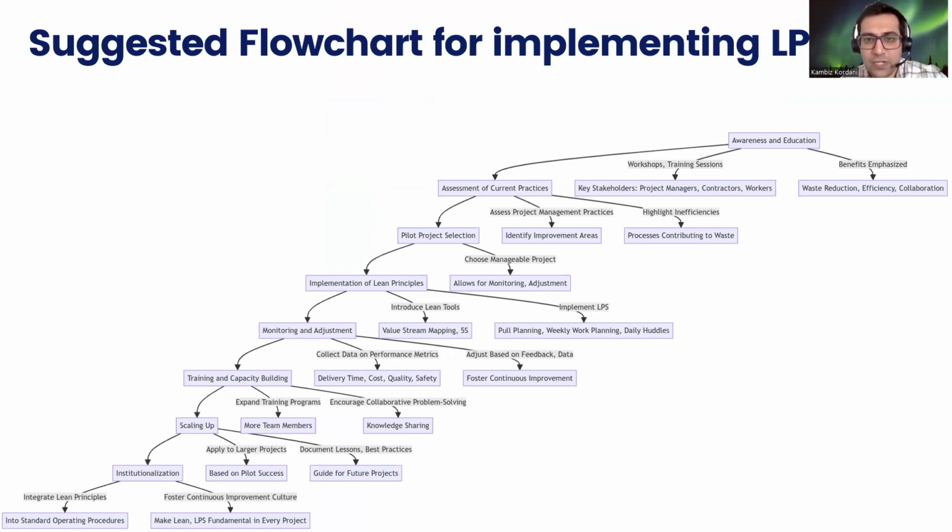We should first do awareness and education, emphasizing the benefits and waste, with workshops and assessments of current practices. Based on the assessment, we should select a pilot project, identify improvement areas and processes contributing to waste, and we can use this pilot project to implement and allow monitoring. Then introduce monitoring, value stream, and pull planning, and for this, we should collect data on performance metrics about delivery time, cost, quality, and safety, foster continuous improvement, and training and capacity building.